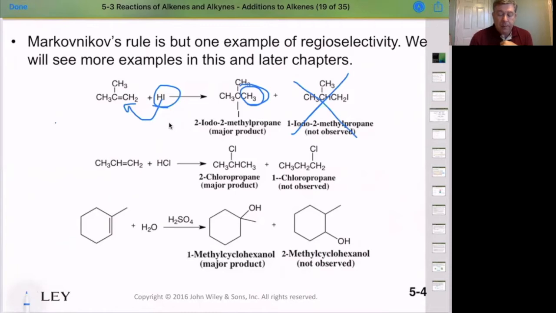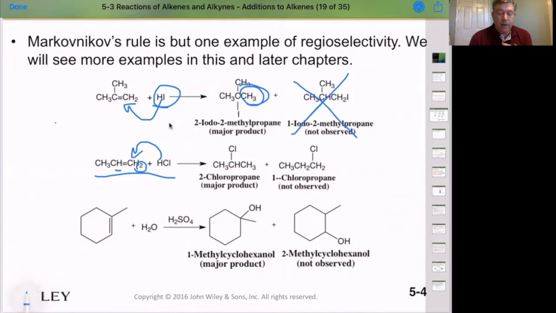Going back to the reaction on the last page here, this is just propene with HCl. Again, we would statistically have it either side, but because of Markovnikov's Rule, it's telling us that the hydrogen is going to end up on here because there are already two hydrogens.